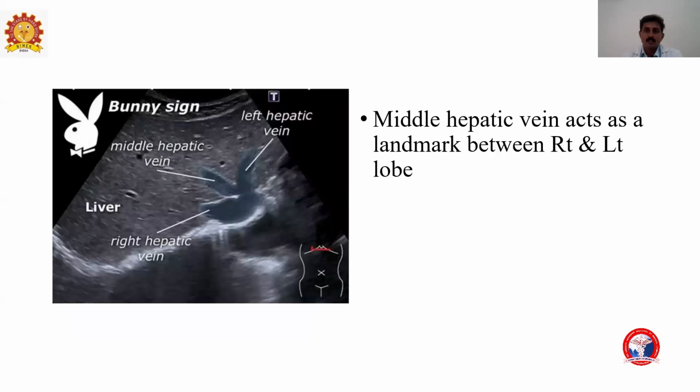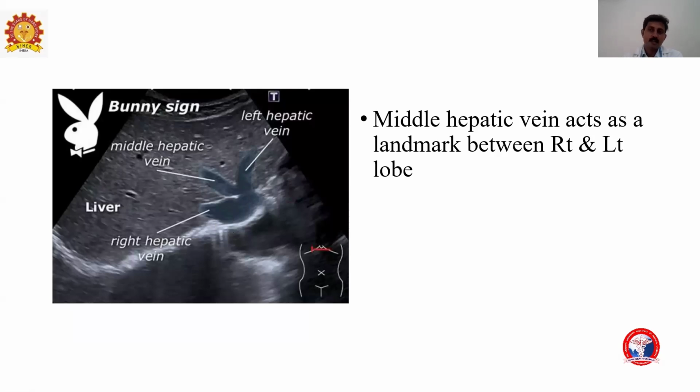More funny signs, the bunny sign. Okay, what is this bunny sign? It is the sign which shows the hepatic veins in an ultrasound image. So we have the middle hepatic vein, the left hepatic vein, and the right hepatic vein, giving an appearance like a bunny in a photo. The middle hepatic vein runs between the right and left lobe. This acts like a landmark for the sonologist to determine the hepatic veins' diameter and function.